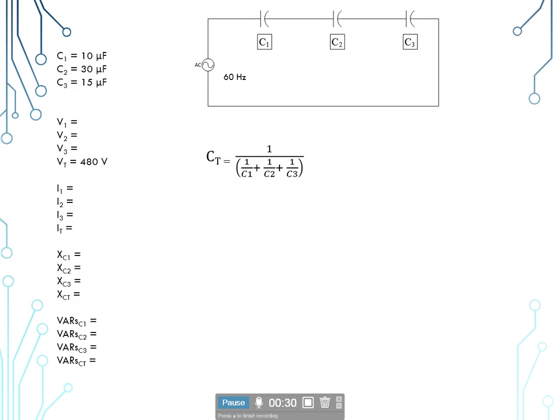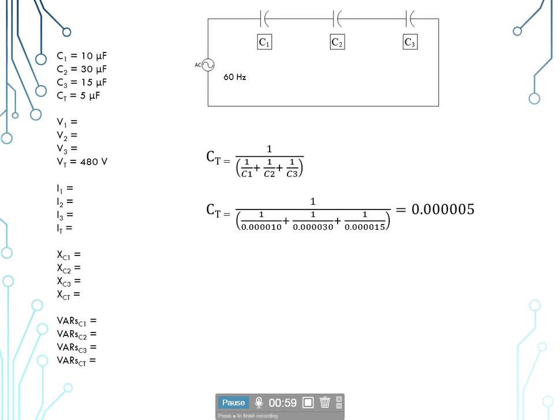So C sub t would be equal to 1 divided by, open parenthesis, 1 divided by C sub 1 plus 1 divided by C sub 2 plus 1 divided by C sub 3. And so that would give us 1 divided by, open parenthesis, 1 divided by 10 microfarads plus 1 divided by 30 microfarads plus 1 divided by 15 microfarads. Now remember, I took them from the metric notation to standard decimal to do our formulas. And that comes out giving us a total of 5 microfarads for the circuit.